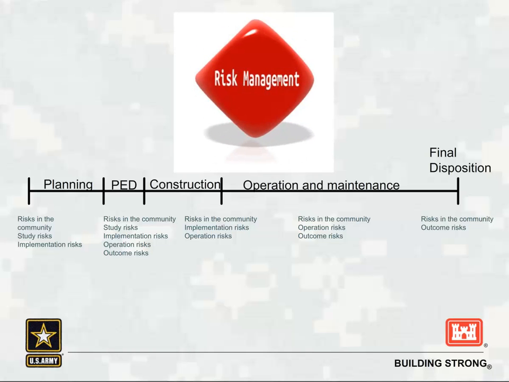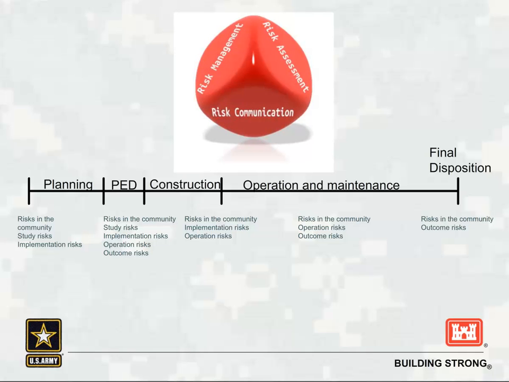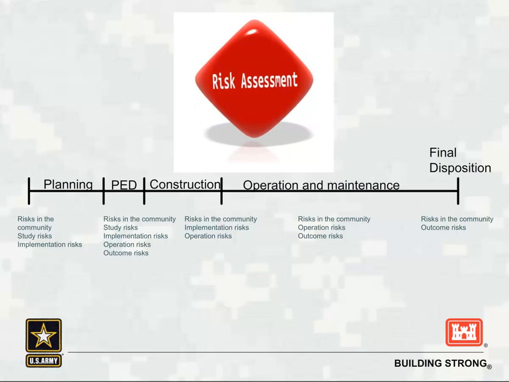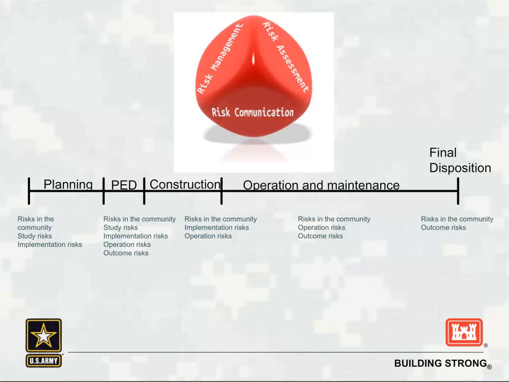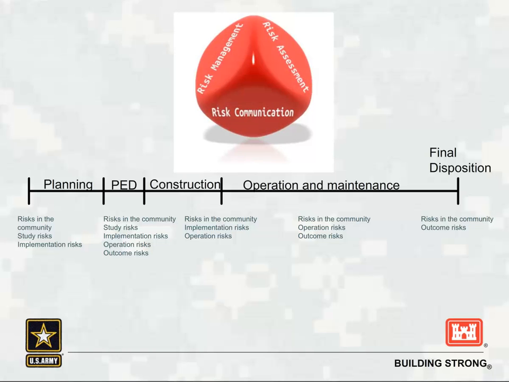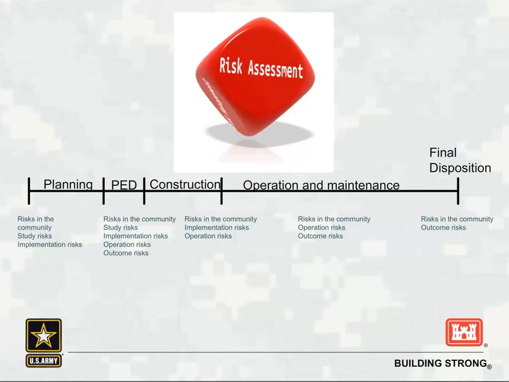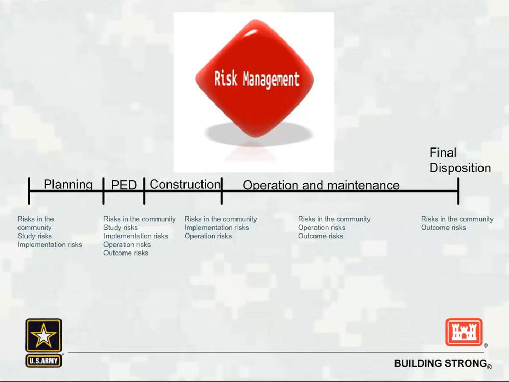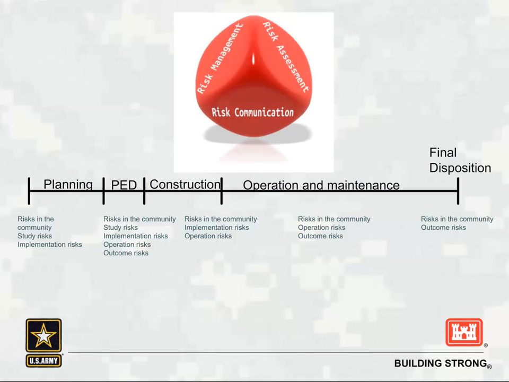In the planning stage, your greatest concerns are going to be about risks in the community, which is why you undertake the plan. Study risks and implementation risks that would arise because of smart planning, 3x3 planning, or other activities undertaken during the planning stage. In the PED stage of the project's life cycle, you would continue to be concerned about risks in the community, study risks, implementation risks, but you're also going to begin to become concerned about operational risks and outcome risks as additional engineering design is added to the project.